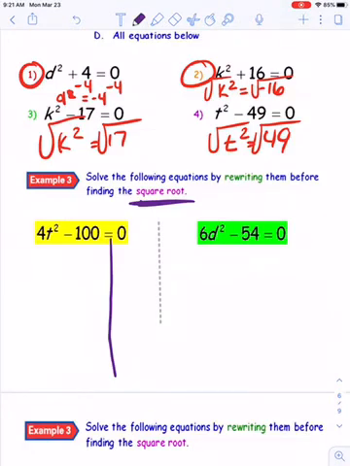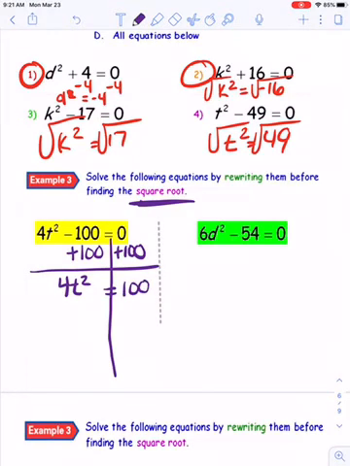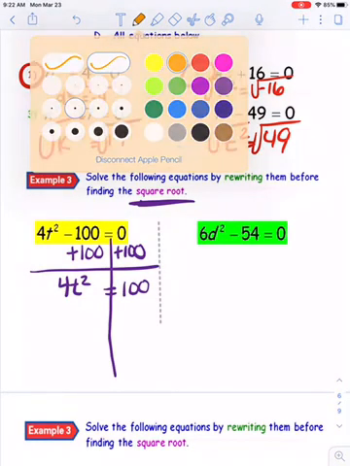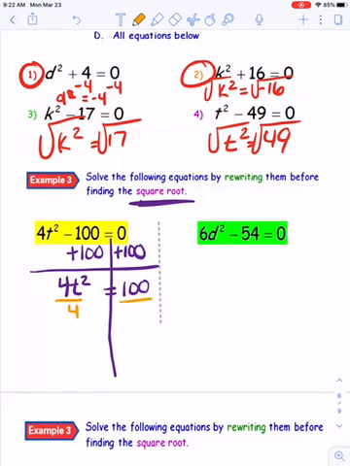So to get t by itself, I remember I cover up the t, so I know I have to move the 100 to the other side first. So I get 4t squared is equal to 100. Next, before I can do square roots, I have to divide by 4 to get just t by itself. So I get t squared is equal to 100 divided by 4, which is 25.